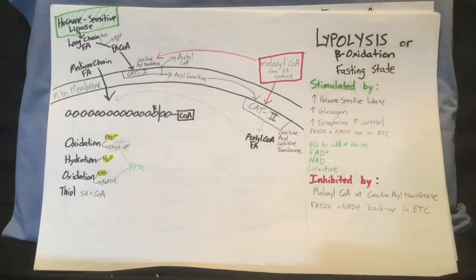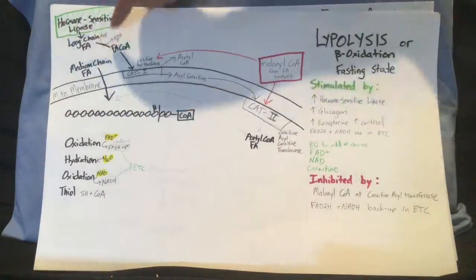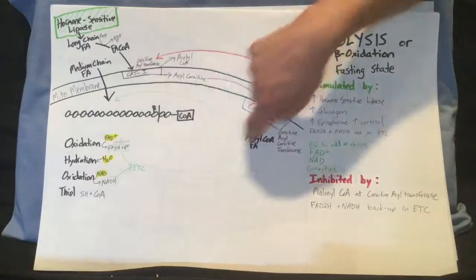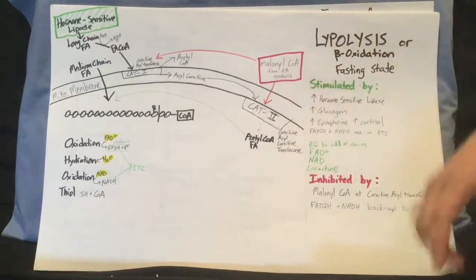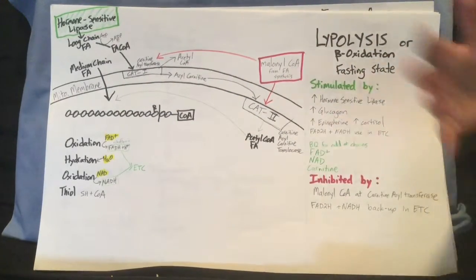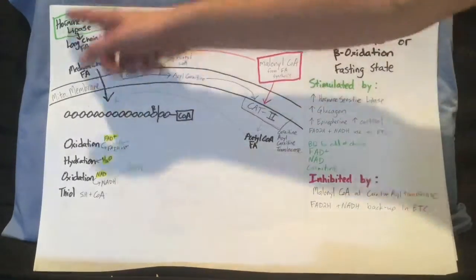So we're in the fasting state. We've got no insulin. We've got glucagon. It's going to stimulate this to happen. We're going to get our fatty acids and we're going to get them into the mitochondria. Also epinephrine and cortisol. So that's not necessarily in the fasting state. That could be in a fight or flight situation. But that's also going to stimulate this to happen.